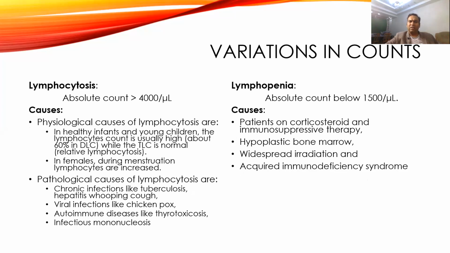Physiological increase in lymphocytosis is seen in young children, and in adult females during pregnancy and menstruation, there is an increase in the count of lymphocytes. Pathological increase is seen in chronic bacterial infections like tuberculosis or hepatitis, viral infections like chickenpox, and also autoimmune disorders like thyrotoxicosis. Lymphopenia you will see on treatment with immunosuppressive drugs or steroids, hypoplastic bone marrow, and also during irradiation or AIDS, acquired immune deficiency syndrome.